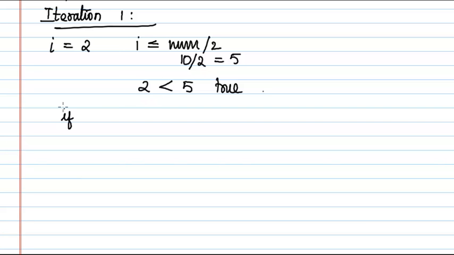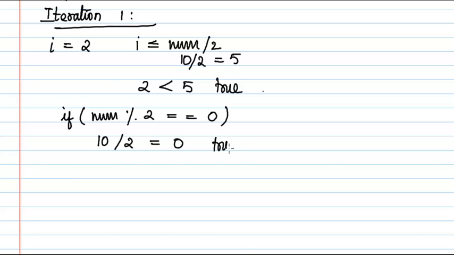Here we have to check the condition if the number, that is 10, when divided by the value of I, that is 2, gives us the remainder 0. Now the number 10 when divided by 2 gives us the remainder 0. So the condition is satisfied and the loop will be executed.